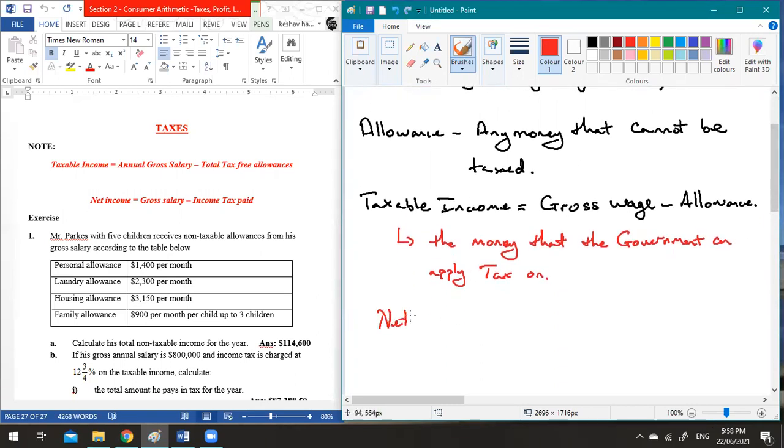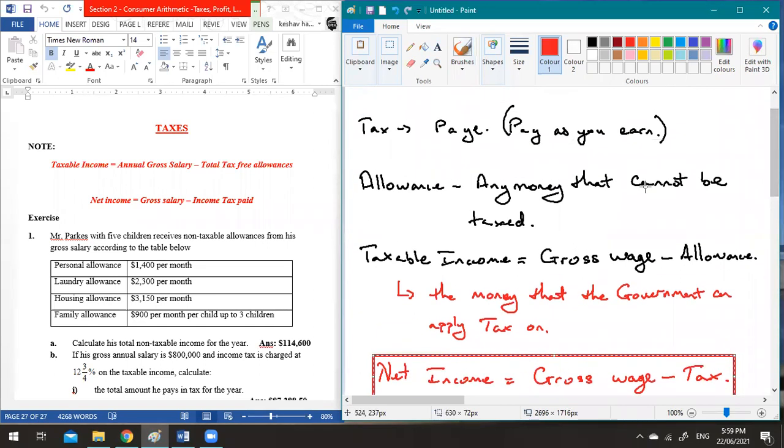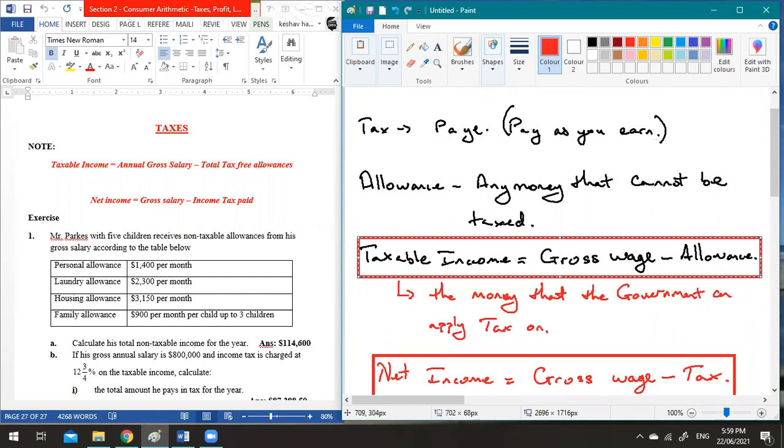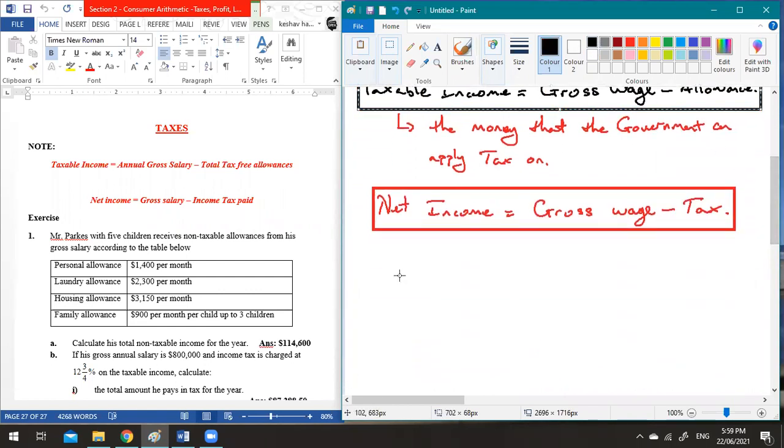And your net income is the gross wage minus the tax. So the formulas you have to really remember: the net income, the taxable income. Now the tax is basic tax. So tax is your rate by the taxable income. So this is another formula you have to remember.